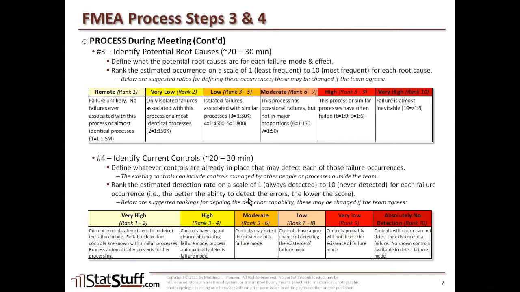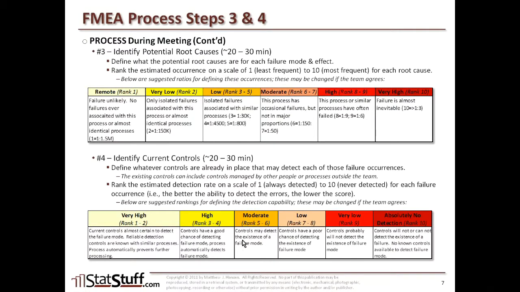So we might say very high, that is a very high detection rate, giving a lower ranking of 1 to 2. This is where we have current controls that are almost certain to detect the failure mode. Reliable detection controls are known with similar processes, and the process automatically prevents further processing. Now what we're calling high detection rate, with a ranking of 3 or 4, is where controls have a good chance of detecting a failure mode, or the process automatically detects the failure mode.